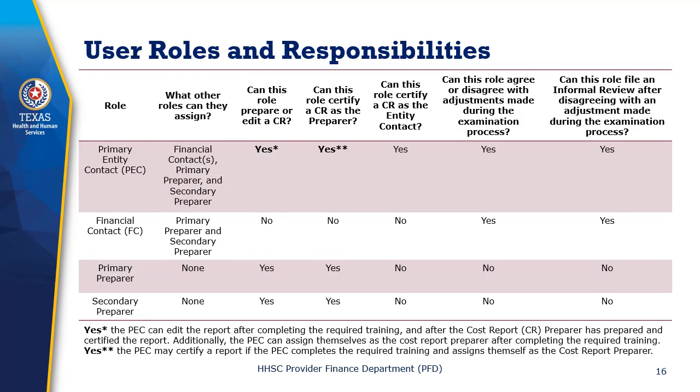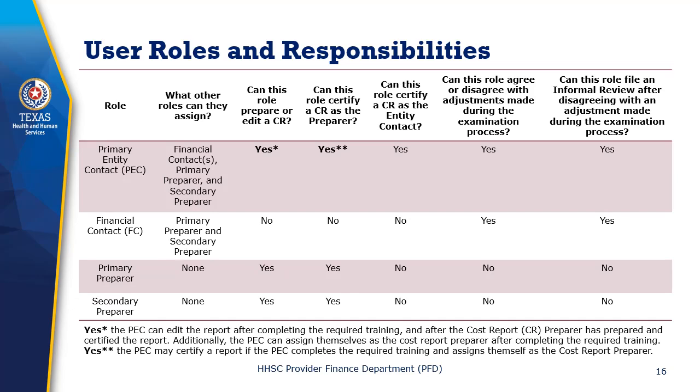STEPS user roles and responsibilities. This slide presents a table outlining the STEPS user roles and the permissions associated with each role. The table identifies which users are authorized to perform key system actions, including assigning user roles, preparing or editing cost reports, certifying cost reports as a preparer, certifying cost reports as an entity representative, agreeing or disagreeing with adjustments made during the examination process, and submitting an informal review when disagreeing with adjustments.